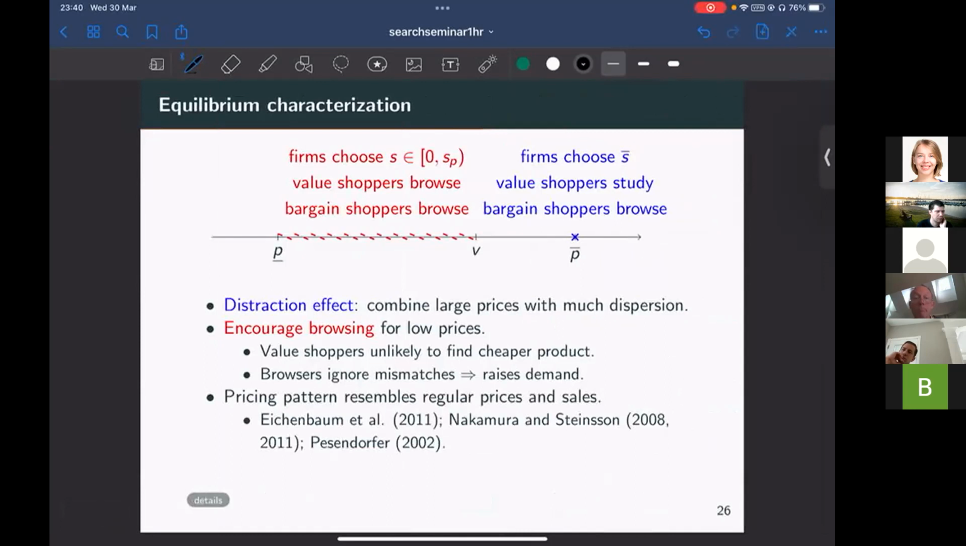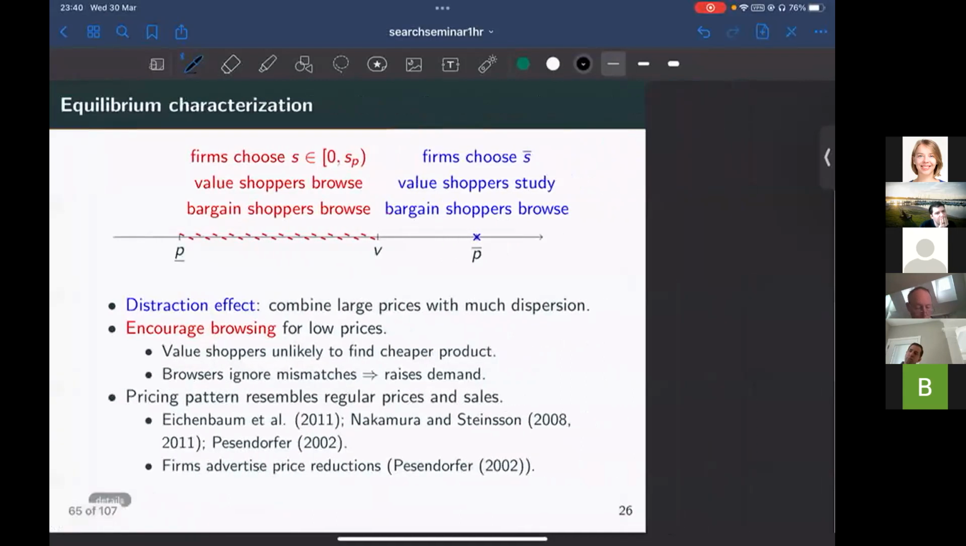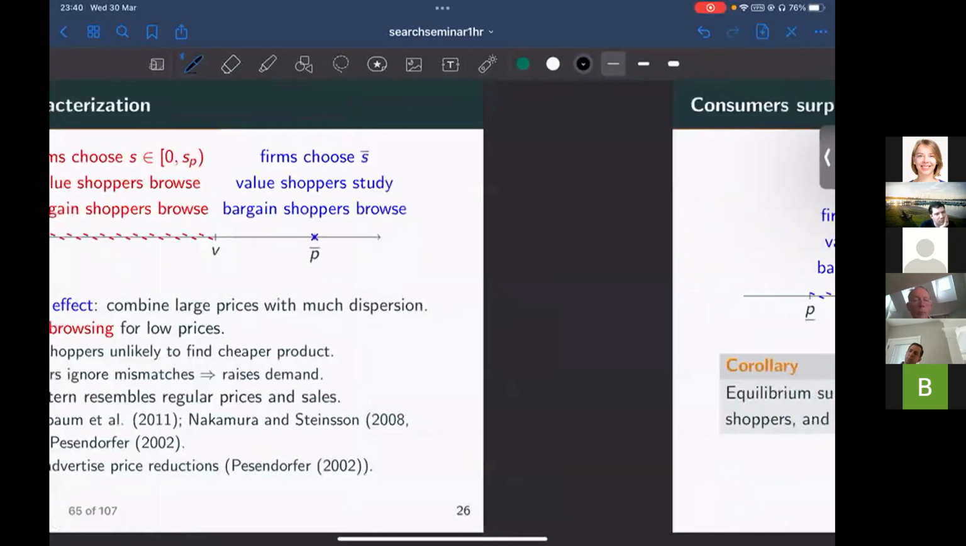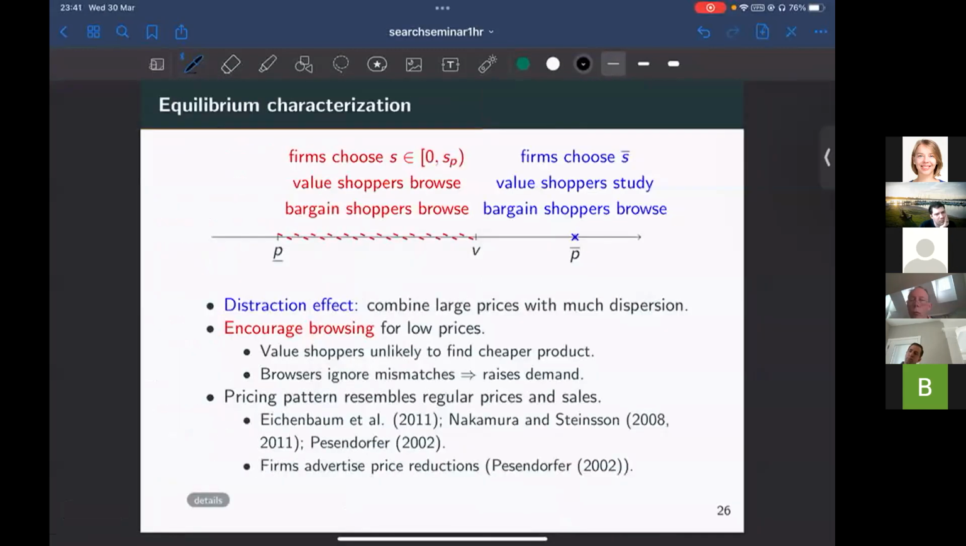So one thing that I would like to talk about is that these pricing patterns resemble the regular prices and sales that the empirical literature documents, right? The fixed price is often pretty stable, but there are a lot of variations when there's price discount. It also fits the findings where firms advertise price reductions in order to encourage browsing, right? So this is the equilibrium. Are there any questions? Sorry for flipping the slide.